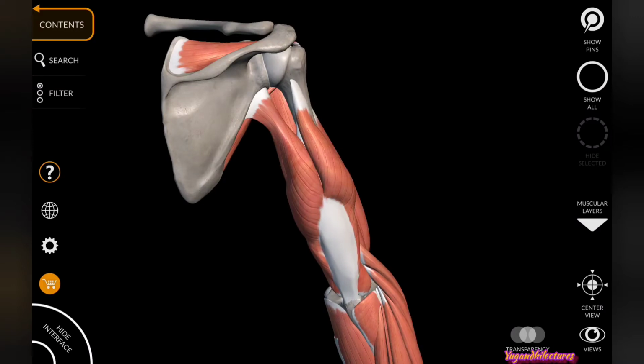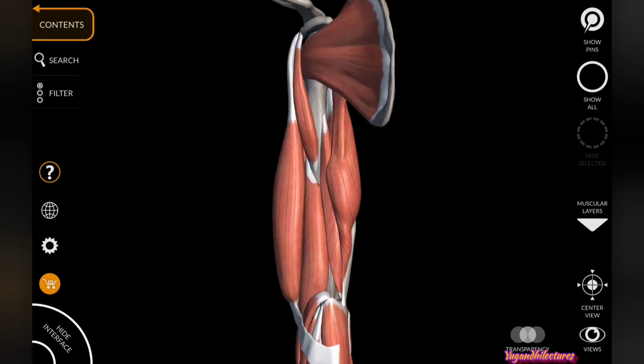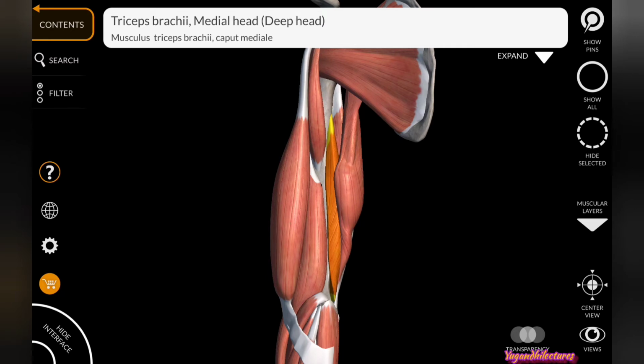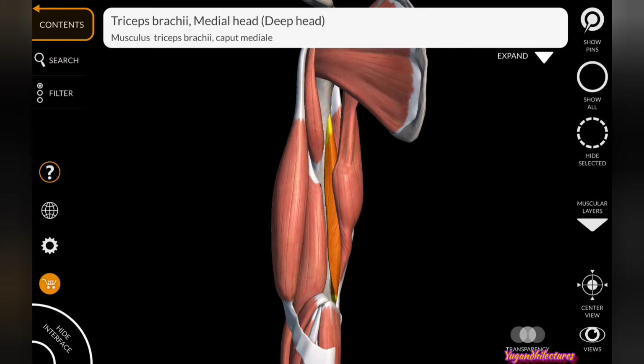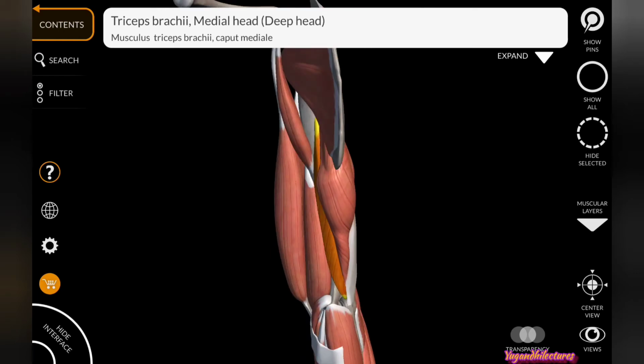Now coming to the origin of the medial head of triceps brachii. The medial head of the triceps brachii muscle also arises on the posterior surface of the humerus. You can see this is the medial head of the triceps brachii muscle. It arises below the radial groove on the posterior surface of the humerus, and also from the medial and lateral intermuscular septa. I'll show that.